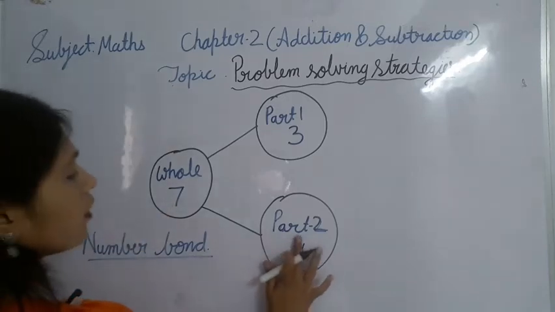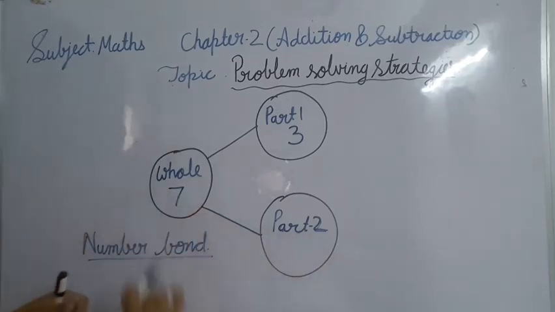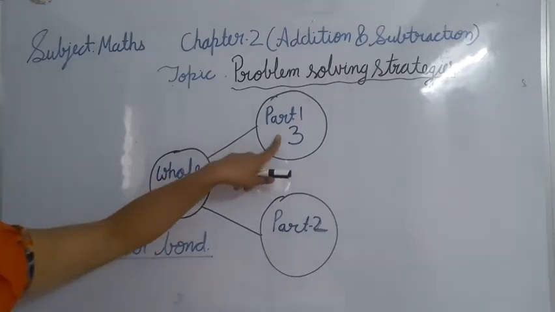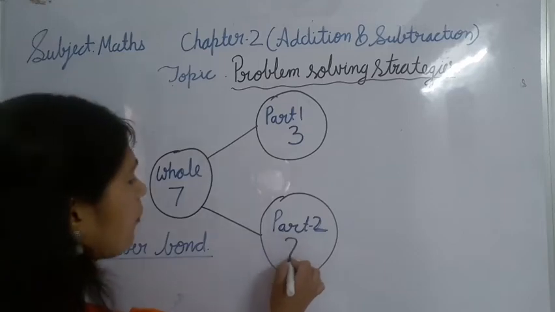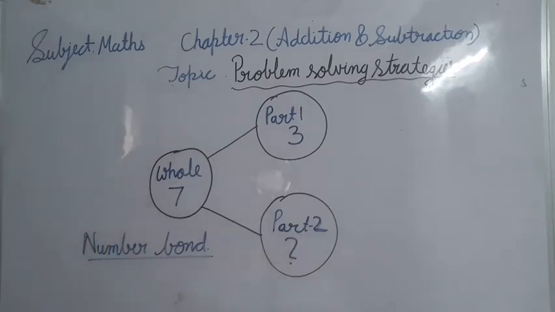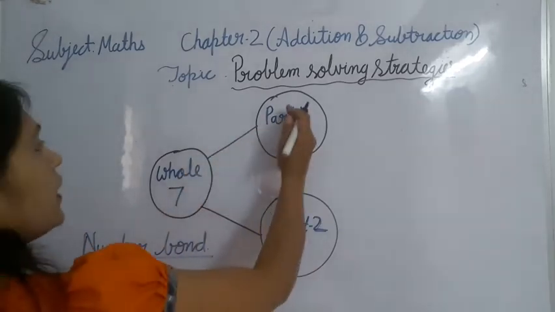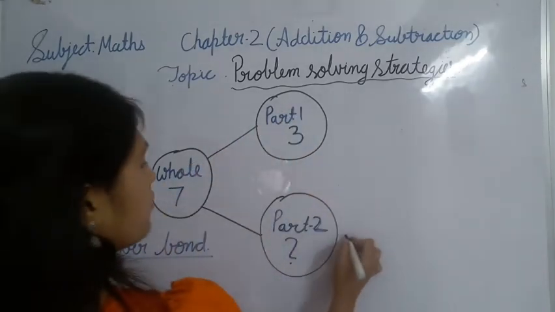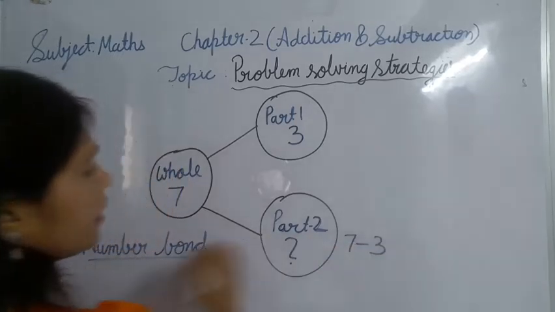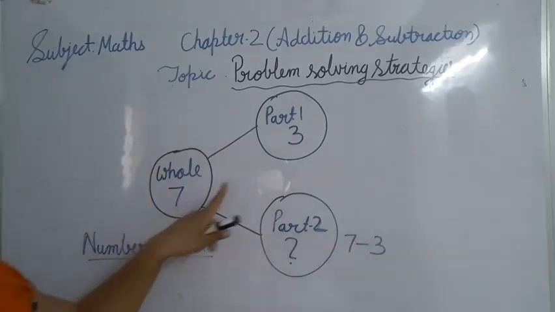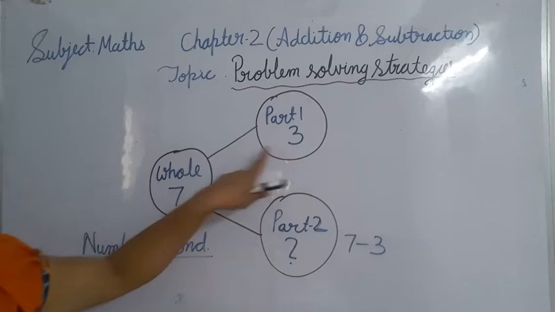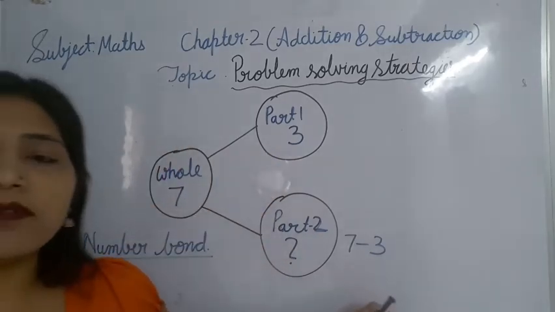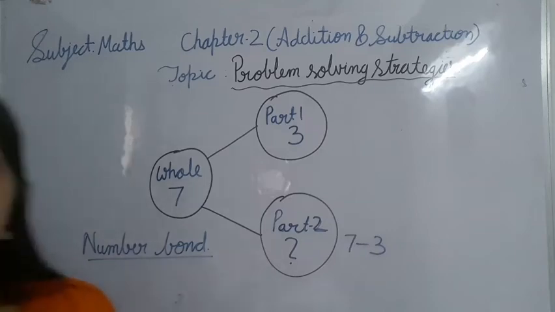And if we have only the whole, and they say you have the whole number and one part, you have to find the other part. So what will we do that time? If you take out this 3 from this, you will get the other part. So 7 minus 3. Yes, we subtract one part from the whole, so you will get the other part. We will use this in problem solving.